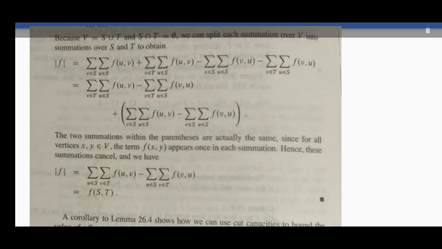That is, the first term is split into 2. Similarly, the second term is split into 2. Now once we have split this in this way, we can again regroup. When we regroup, summation v belonging to T and u belonging to S, f of uv minus summation v belonging to T and u belonging to S, f of vu, and the other terms go into this one. Here if you notice the second summation which is within the bracket, they are almost the same term, so they cancel out.